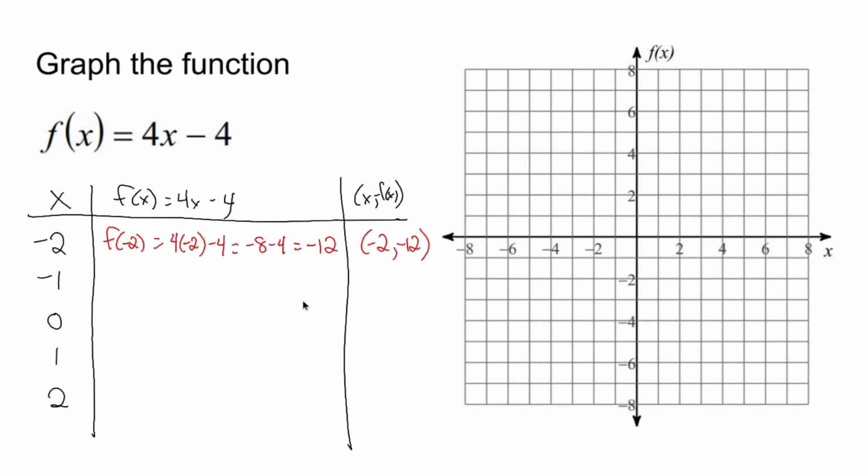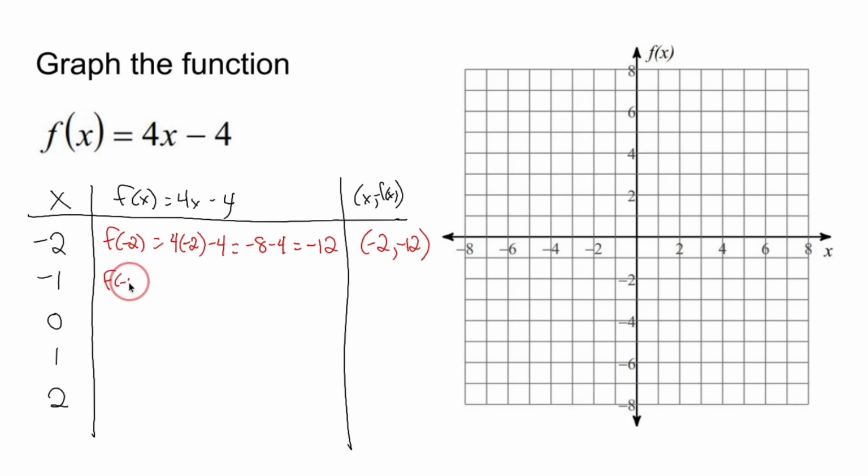Does that mean the problem's over and I give up? No. That means I keep going and hopefully -1 isn't a bad choice, and then I can get some friendlier points that I can graph. Right now, trying to graph -2, -12 is just not going to look right for me. So let's just keep going and see what happens.